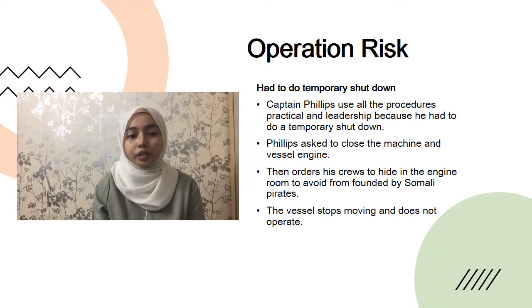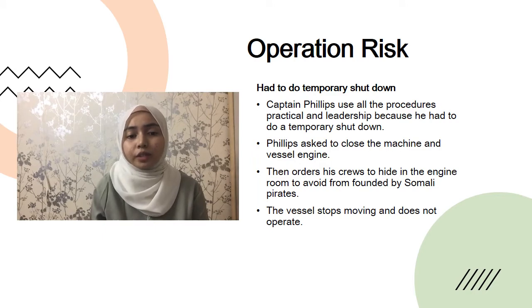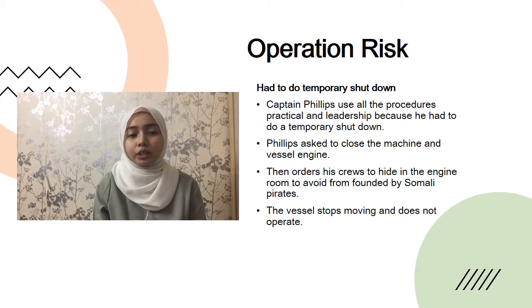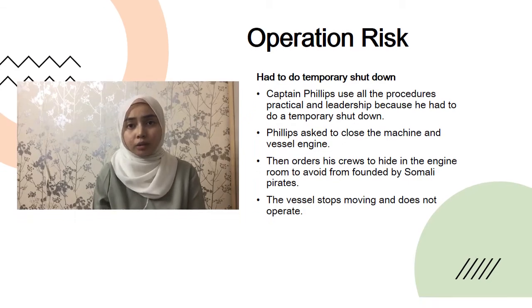Then Phillips orders his crew to hide themselves in that dark engine room to avoid being found by the Somali pirates. The vessel then stops moving and doesn't operate after the intentional shutdown. In case the pirates want to take away the ship, they will be told that the cargo is broken. The operation risk involved is that the sudden shutdown might slow down the engine, and the worst case scenario is the cargo will be broken and cannot be operated at all.